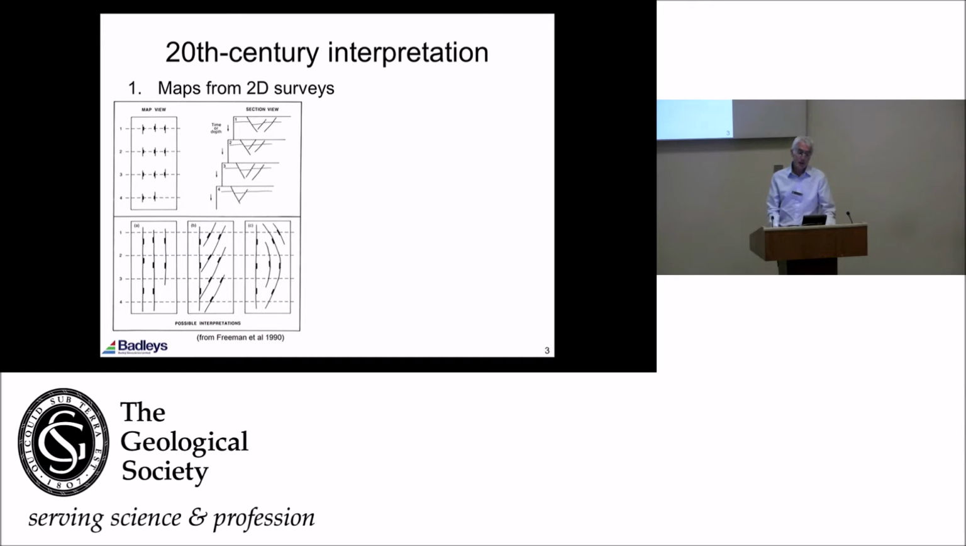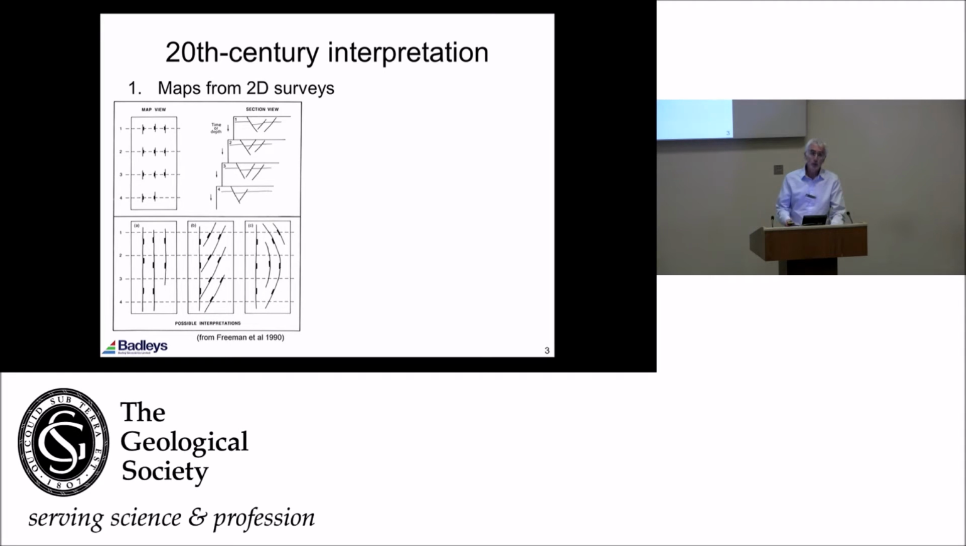So let's go back to the 20th century, and some of the more senior members of the audience may remember this style of seismic interpretation, 2D surveys. You have some sections and you pick some faults on the sections and you try to post them on maps and build up a picture of the fault pattern. And yeah, some of us still have to do this today in regional surveys.